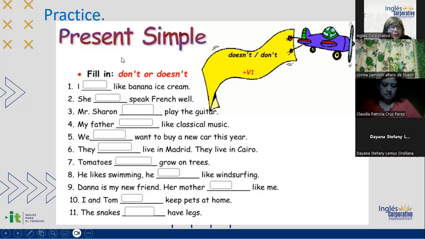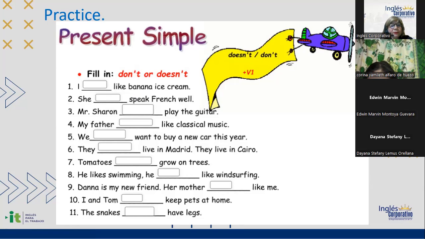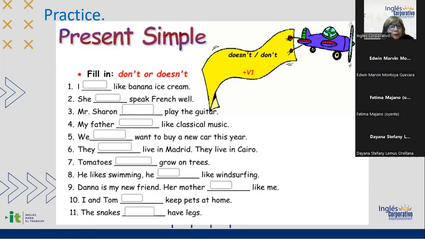All right. Number five. We don't want to buy a new car this year. Okay, we don't. And number six? They don't live in Madrid. They live in Cairo. Okay, the verb vivir is live, Fatima. Live. They live. Si usted dice live, esa ya es otra. Es la palabra decir en vivo. Por ejemplo, we are live. Quiere decir estamos en vivo. The verb vivir is live.